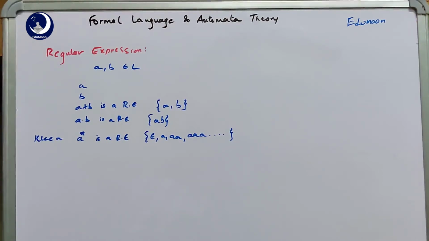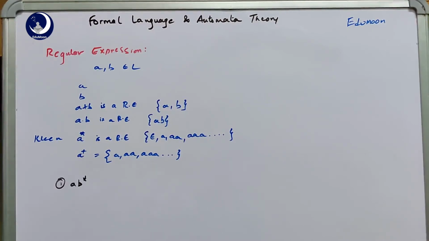There is also another closure which we use, which we call the positive closure, which is written using a power plus, and generates the strings a, aa, and so on. The only difference is that in the positive closure there is no epsilon, that is, the strings generated have a length of at least 1.